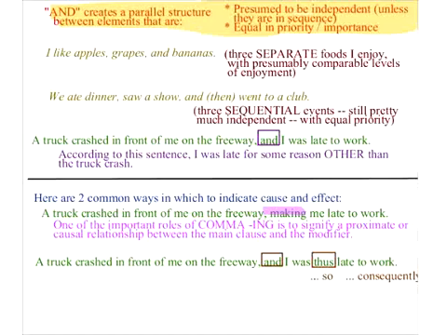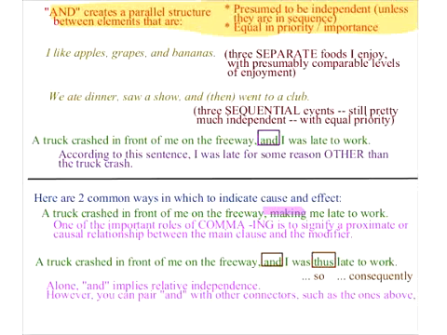So then you can do that. And by itself presumes some sort of independence. Alone, the word "and" implies relative independence. However, you can pair it. You can pair "and" with other connectors, such as the ones above, to signify this kind of relationship.